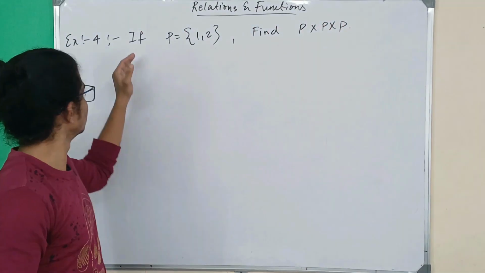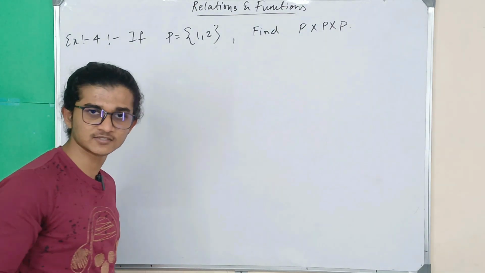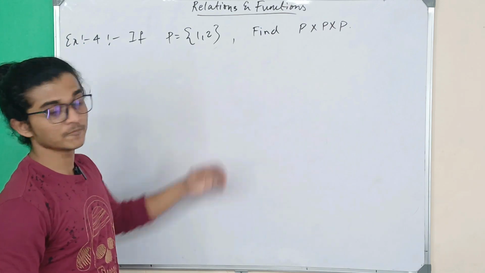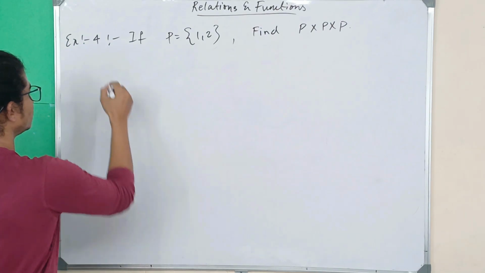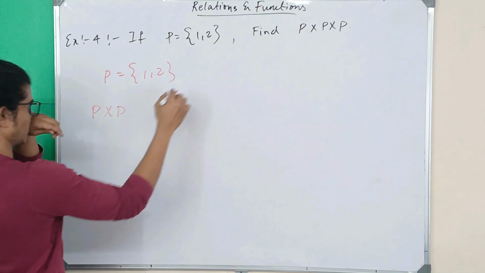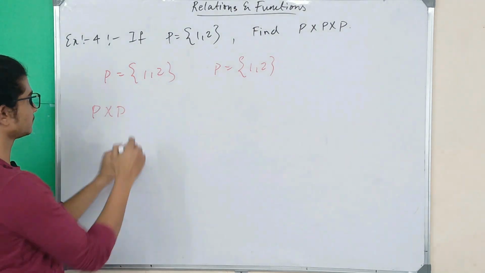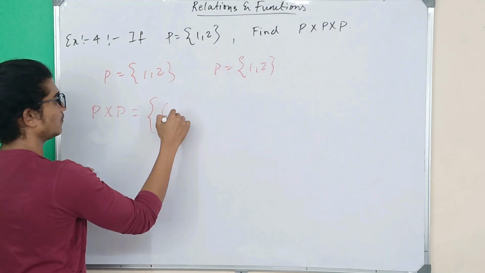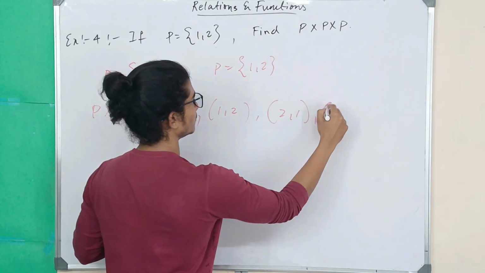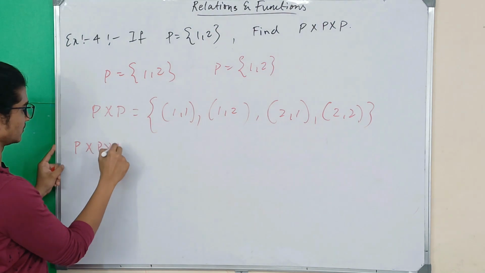So the next one is if P equal to 1 comma 2, find P cross P cross P. I suggest you try this. So if you know how to solve this, pause the video and solve this and then compare with my answers. So P equal to 1 comma 2. So let's first find P cross P, which is the product of 2 Cartesian sets. So 1 comma 1, 1 comma 1, 1 comma 2, 2 comma 1, 2 comma 1, and then you have 2 comma 2. So this is the first, and then you have P cross P cross P. This is what you're supposed to find.